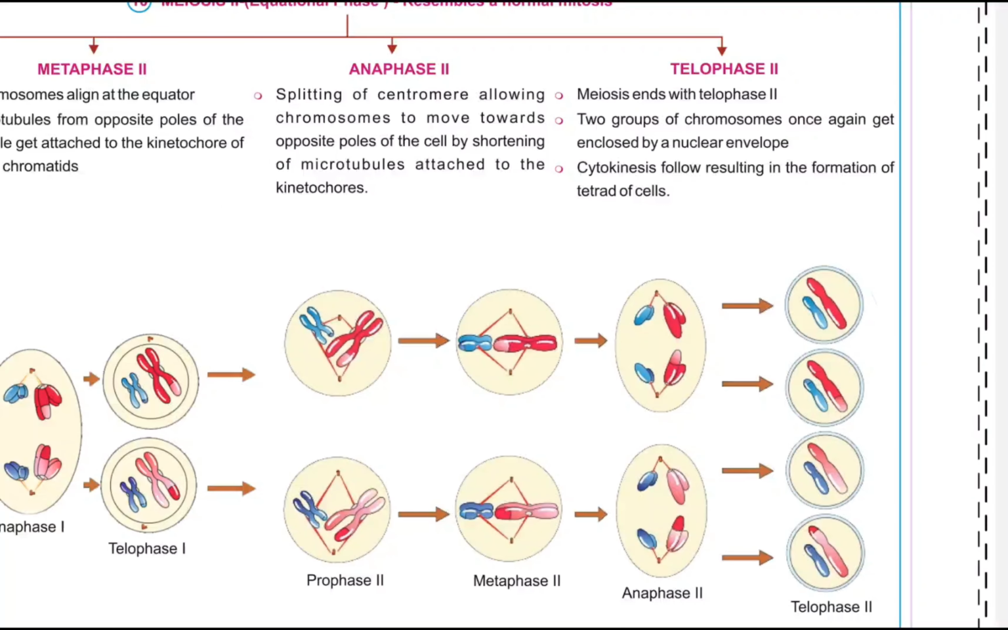Anaphase 2. Splitting of centromere allows chromosomes to move towards opposite poles of the cell by shortening of microtubules attached to the kinetochores. Telophase 2. Meiosis ends with telophase 2. Two groups of chromosomes once again get enclosed by a nuclear envelope. Cytokinesis follows, resulting in the formation of tetrads of cells.